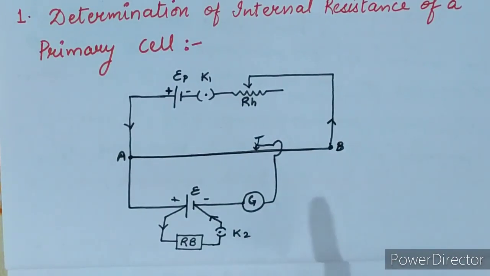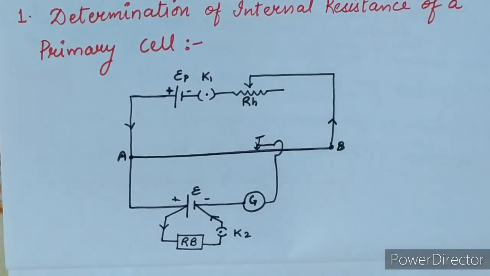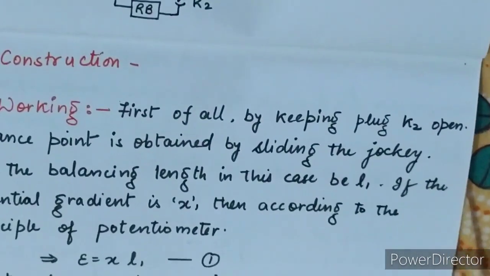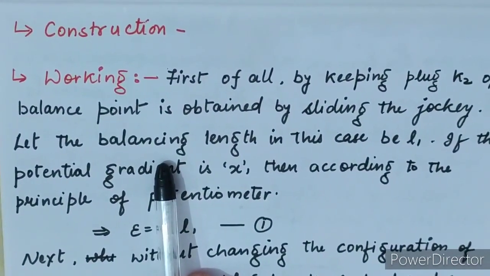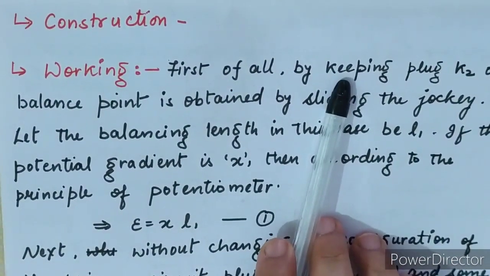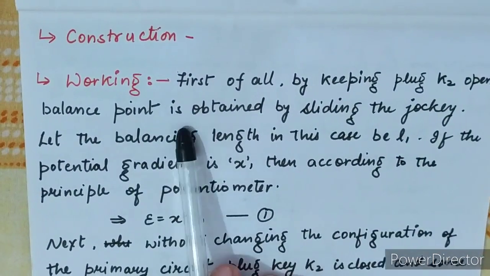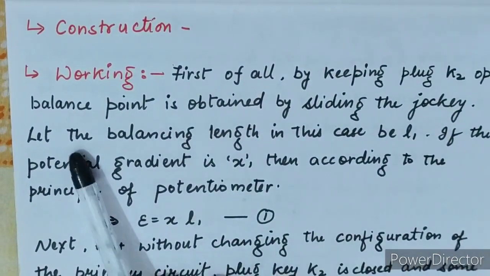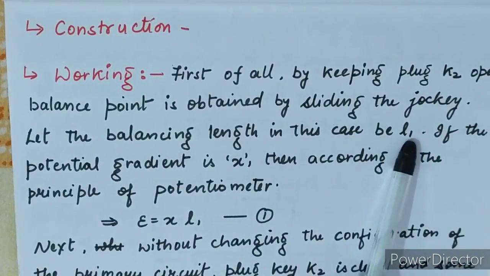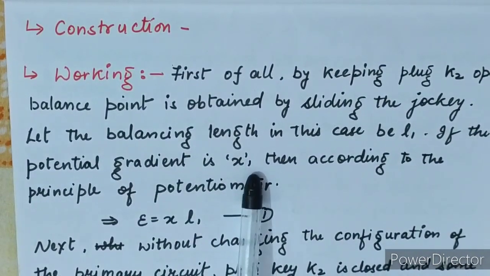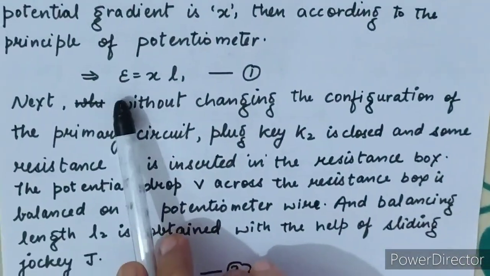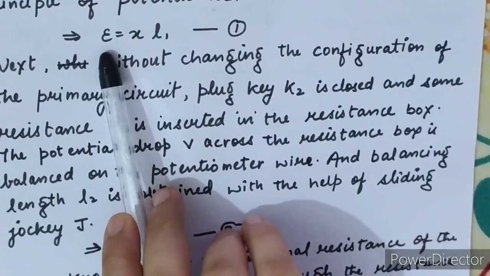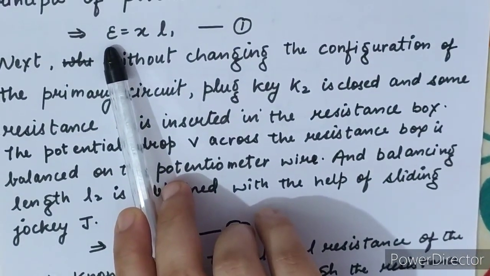Now simply we have to put the formula. I just told you the working and construction also. Construction you have to write by your own, and working I have already written here. So just take a look at the working that I have written. First of all, by keeping plug K2 open, the balance point is obtained by sliding the jockey. Let the balancing length in this case be L1. If the potential gradient is X, then according to the principle of potentiometer, E equals XL1. This is due to the primary circuit. There is no external resistance there.